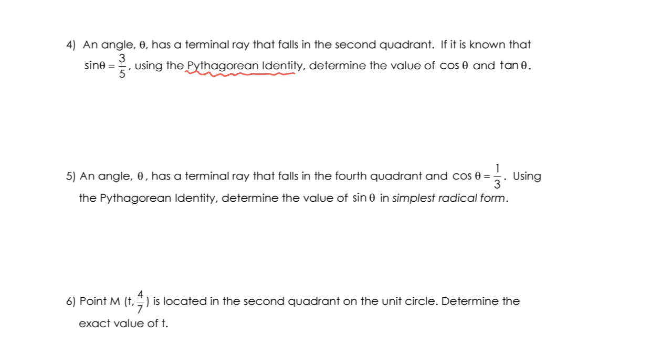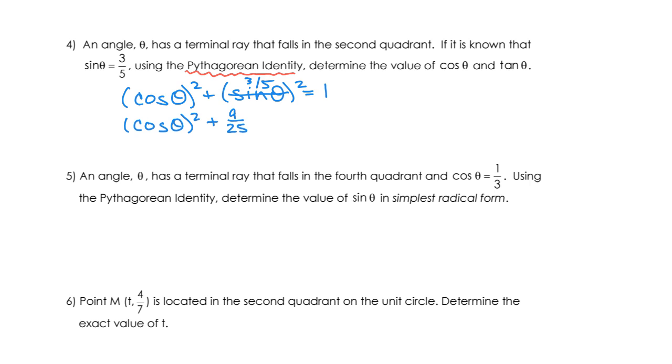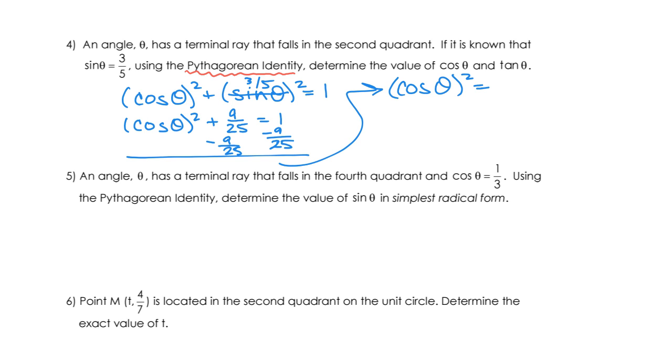So we're going to write down the identity first, which is cosine theta squared plus sine theta squared equals 1. Okay. We're going to go ahead and take out sine theta and replace it with 3/5. And therefore we get cosine theta squared plus 3/5 squared, which is 9 over 25, equal to 1. We'll go ahead and subtract 9/25, and we'll be left with cosine theta squared equals 1 minus 9/25 is 16/25.